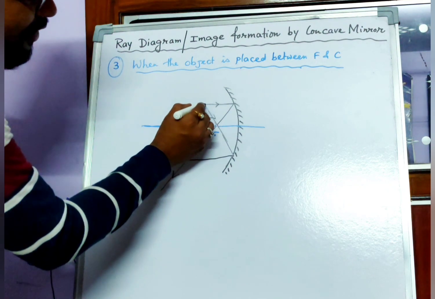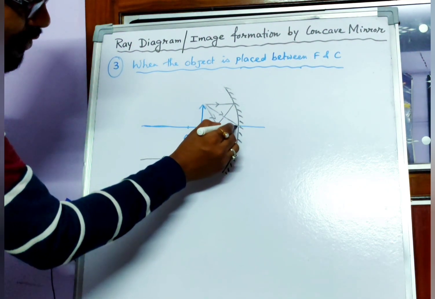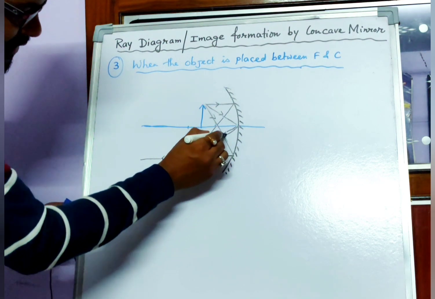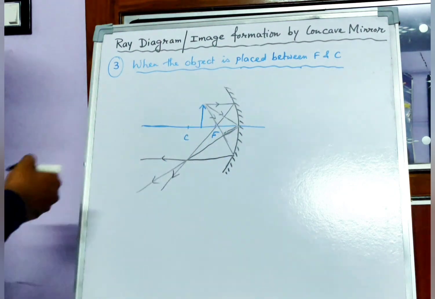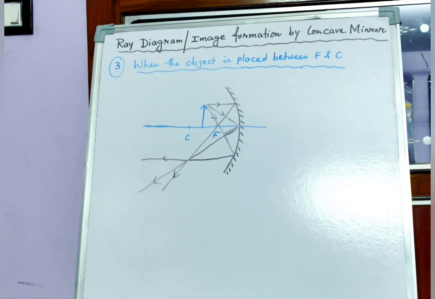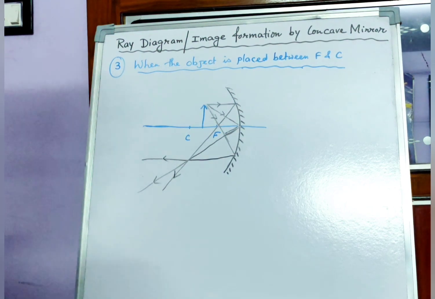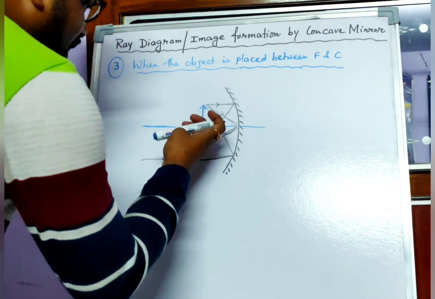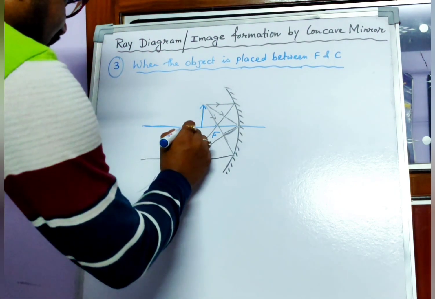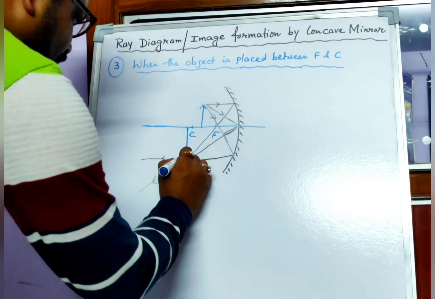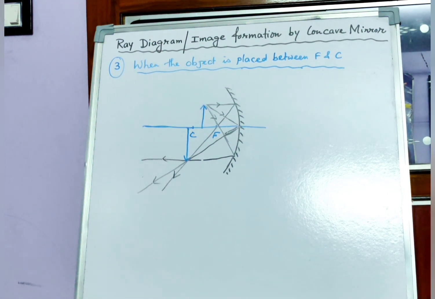You can draw three rays also, this is another incident ray I can draw. You can see the meeting point will be the same actually. So you can draw three rays, but at least two rays are required to draw the ray diagram. This is C. Now you can see it is forming outside of C, outside of the center of curvature.